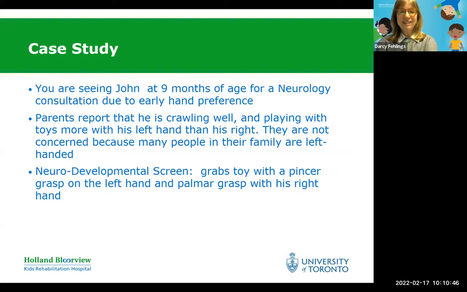So here's your case study. You're seeing John at 9 months of age for a neurology consultation due to an early hand preference. Parents report that he's crawling well, playing with toys, more with his left hand than his right. They're not concerned because many people in their family are left-handed. You do a neurodevelopmental screen, and you notice that the child grabs the toy with a pincer grasp on the left hand and a palmar grasp with his right hand.